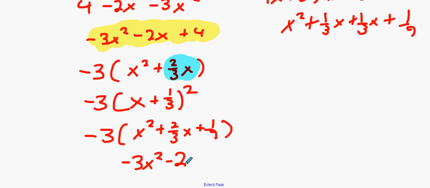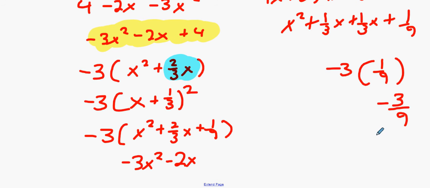Minus 3 times 1/9, which is minus a third. Okay. You don't want minus a third. What do you want? You want a plus 4, don't you?